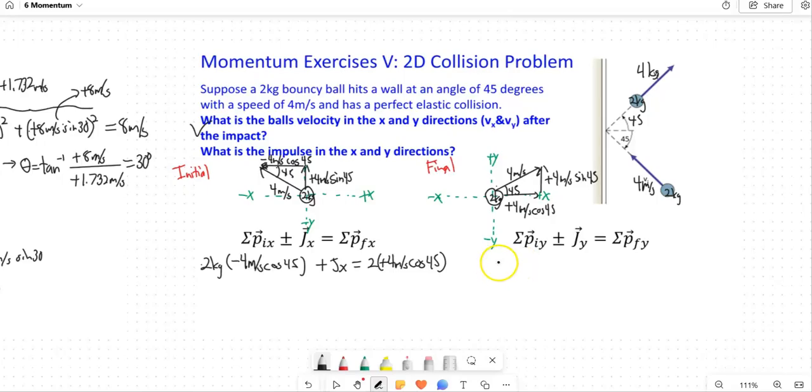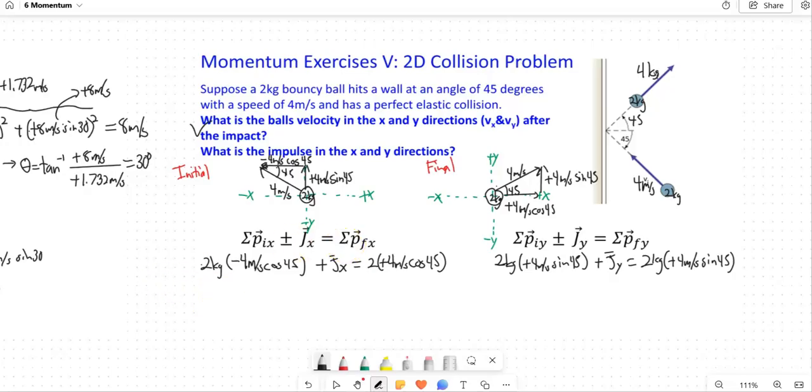In the y direction, it's got 2 kilograms times a positive 4 meters per second sine of 45 degrees plus impulse, and that's going to be equal to 2 kilograms times positive 4 meters per second sine of 45 degrees. Okay.